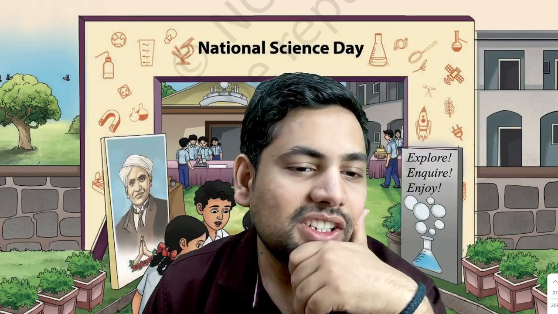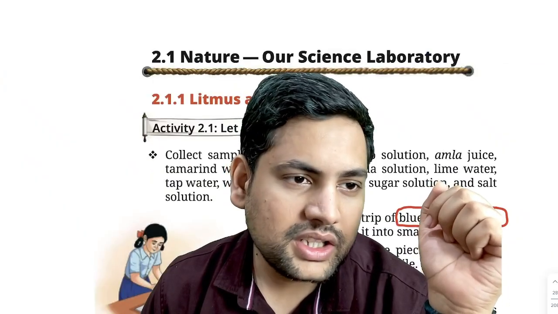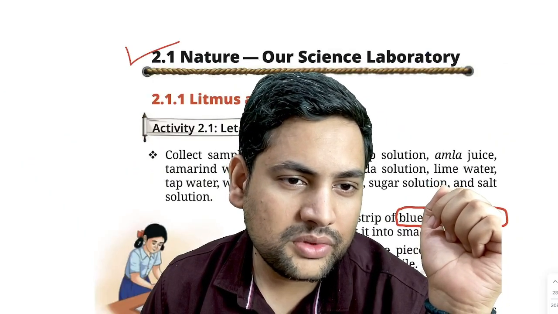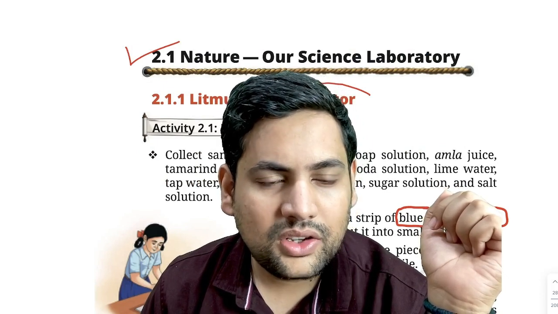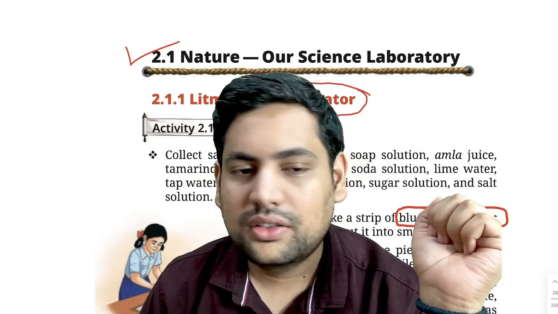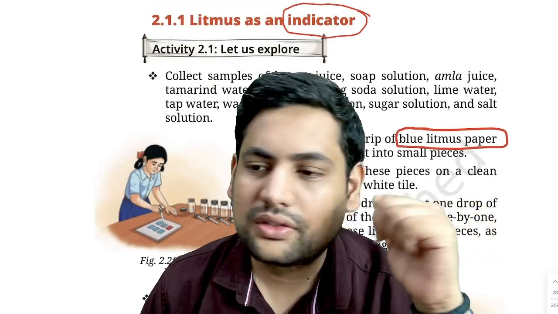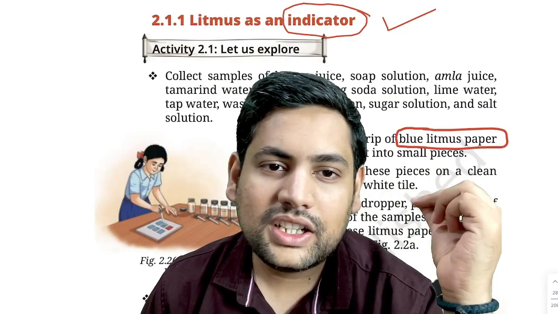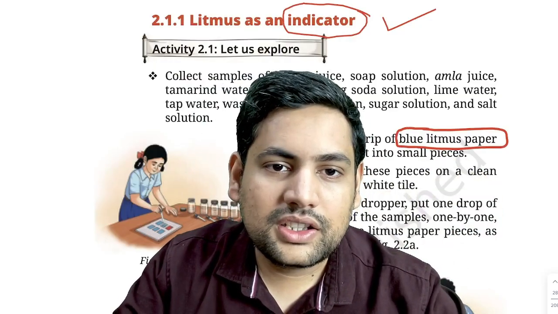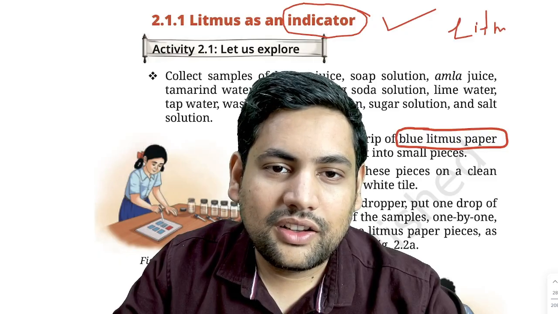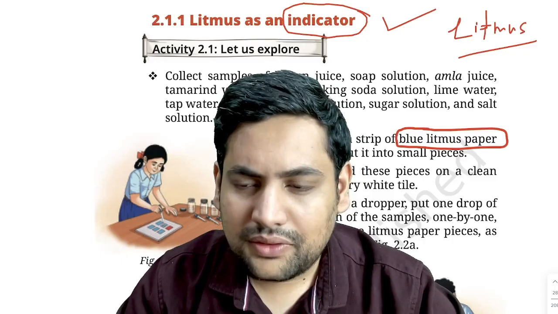First it talks about the National Science Day, a fair is going on. Then it comes to the main things, the most important. I think this is important for UPSC also, as in it can be asked directly. This is about indicators. What are indicators? At least some name you might have heard. You might have heard of at least litmus. Litmus test. So all that we learn here.